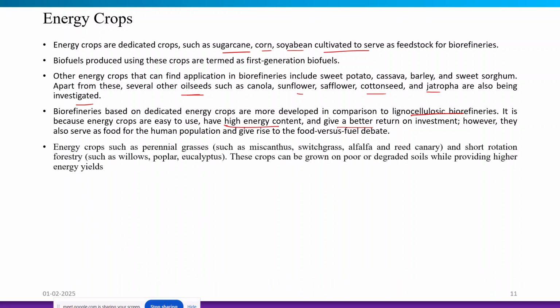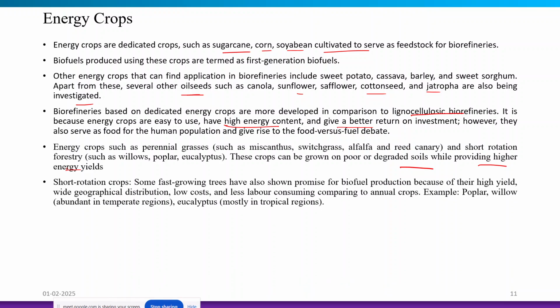The energy crops such as perennial grasses, sweet grass, alfalfa, those kinds of grasses, and short rotational forestry, willow, poplar, eucalyptus, can be grown on poor or degraded soil as well, while improving their high energy yields. The short rotational crops are growing trees that have shown promise for biofuel production because of their high yield and wide geographical distribution.